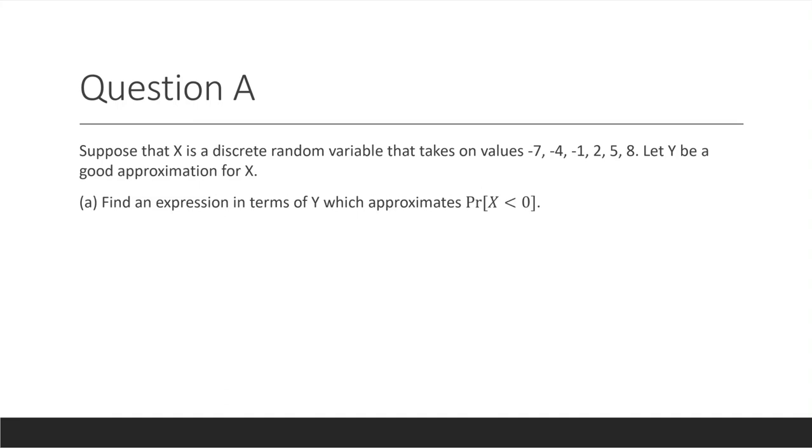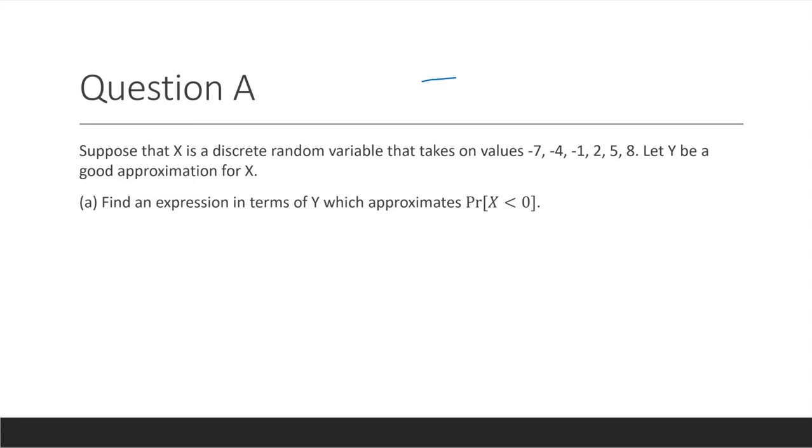Suppose that x is a discrete random variable that takes on values -7, -4, -1, 2, 5, and 8. Let y be a good approximation for x. Find an expression in terms of y which approximates the probability that x is less than 0.